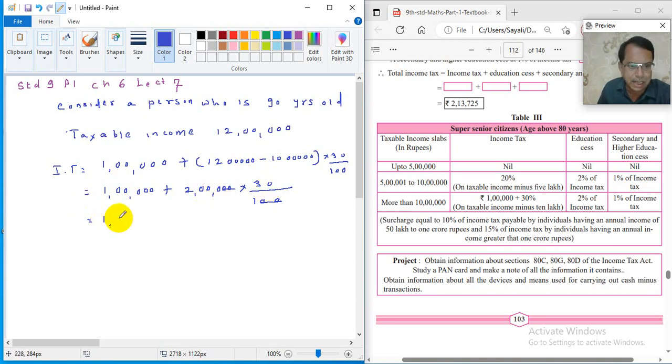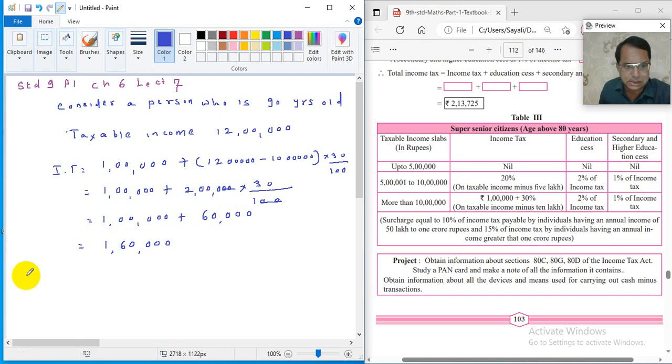So it is 1 lakh plus 60,000. So it is 1,60,000, right? This is income tax.